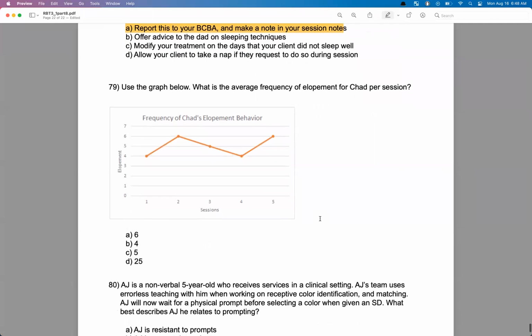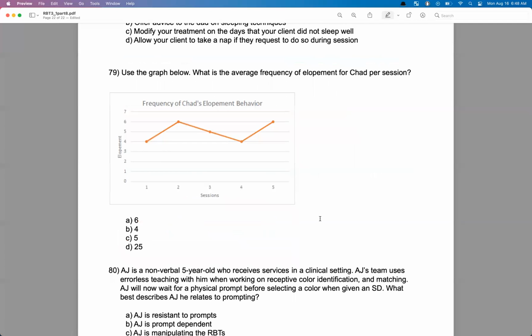79, use the graph below. What is the average frequency of elopement for Chad per session? All right, so I worded this one intentionally a little strange, okay, because sometimes the wording on the exams is a little strange. Just to show you that even if the wording is off or strange, the question is still not that difficult, okay?